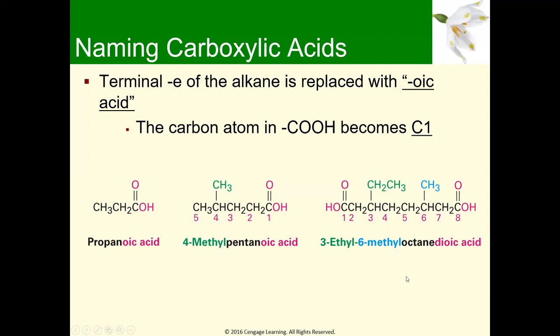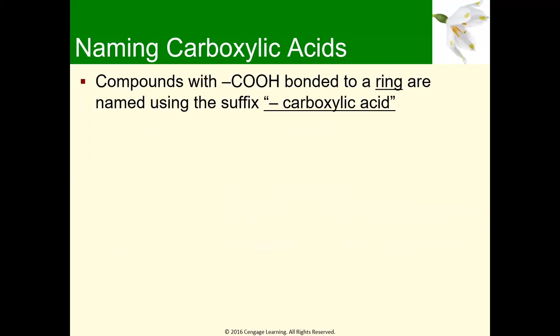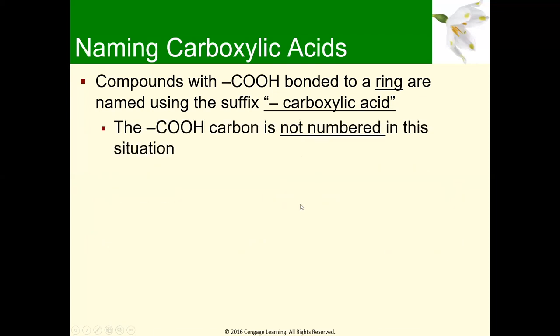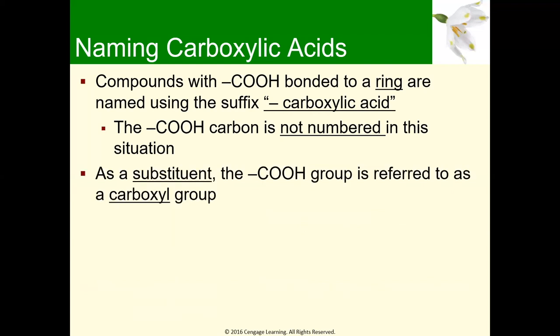You say dioic acid. This is the situation where the carbon in the carboxylic acid functional group is not numbered as 1. That's the situation when it's an offshoot of a ring. So compounds with COOH bonded to a ring are named using the suffix carboxylic acid, and the COOH is not numbered in this situation. Also, if the carboxylic acid is considered a substituent, then you would refer to that COOH group as a carboxyl group. I'm just trying to introduce you to some of the vocabulary here. So many times they'll say, oh, well, the carboxyl group is going to do this, or the carboxyl group is responsible for that.